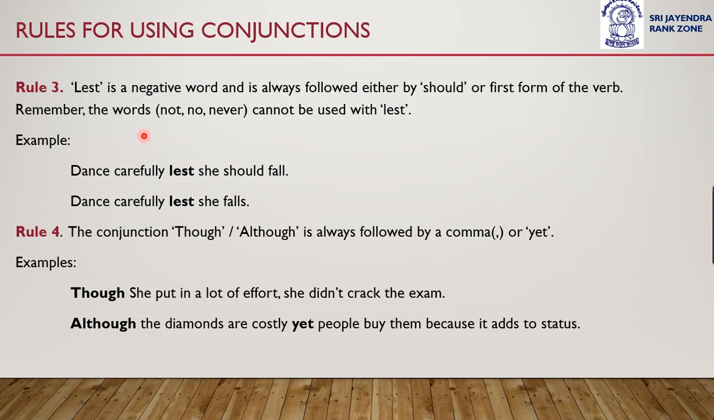Example: dance carefully lest she should fall. So, lest is used with a negative sense, therefore it should be followed by should or the first form of a verb. Dance carefully lest she falls. Here we have used the first form of a verb. In the first sentence, she should fall.